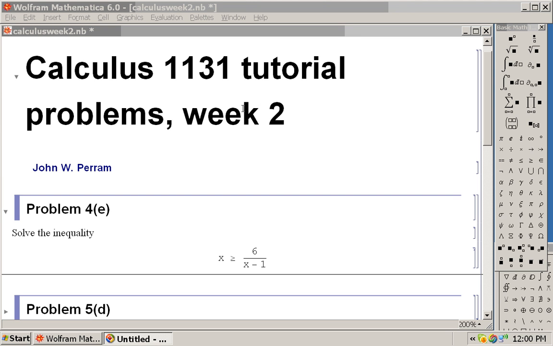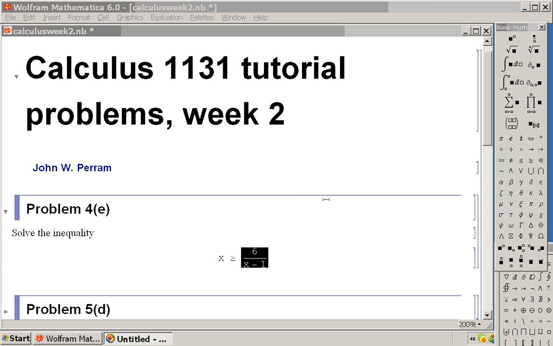Hello. Yes, my name's John Perham, and I'm going to try and solve the Math 1131 Calculus tutorial problems for week 2. So anyway, let's start at the beginning. The first problem is solve the inequality x greater than or equal to 6 divided by x minus 1.